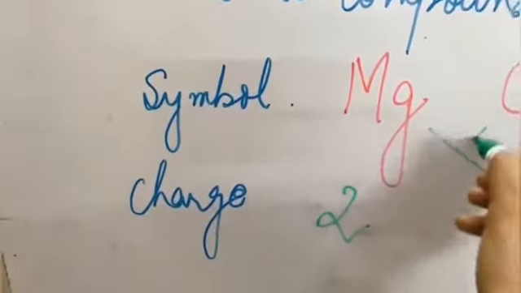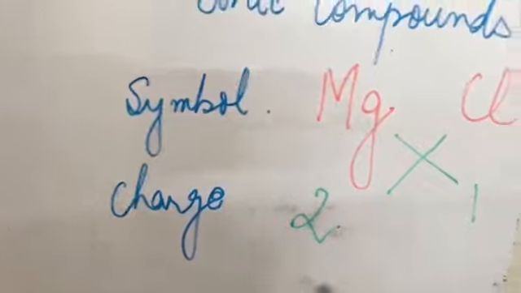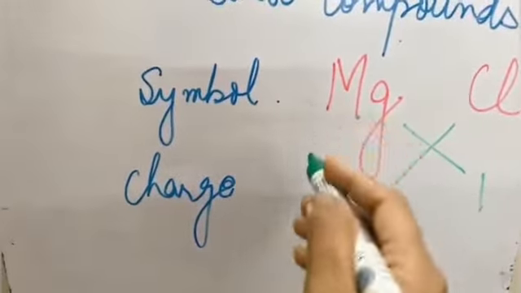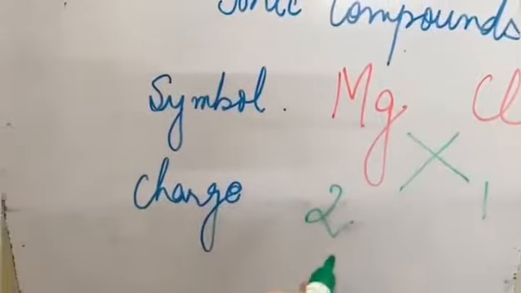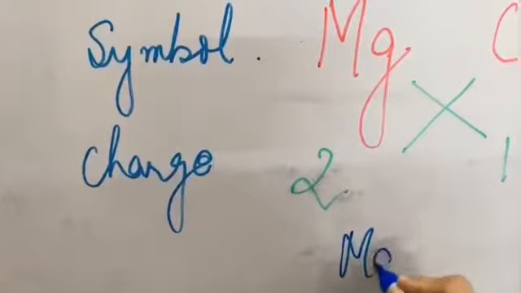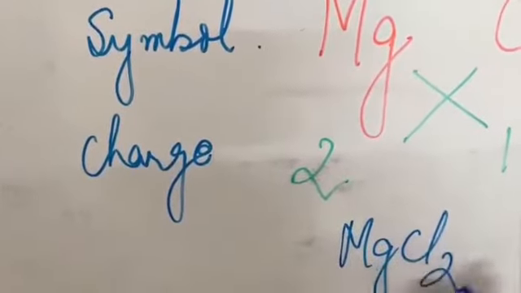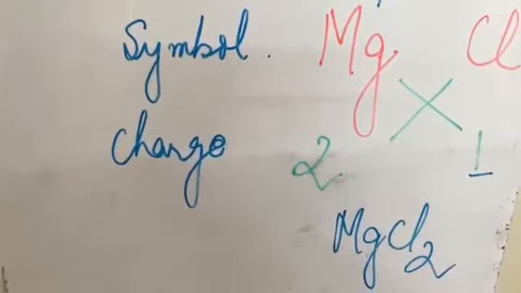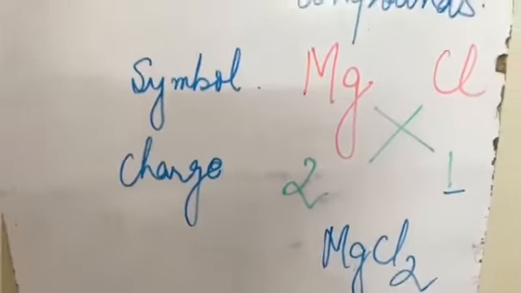If you cross multiply these, or you can put the cross mark on it so that you can show that magnesium you're crossing with 1 and chlorine you're crossing with 2, then what formula will you get? You get magnesium chloride. Right, 1 we don't mention here. We get magnesium chloride. So is it so simple, right?